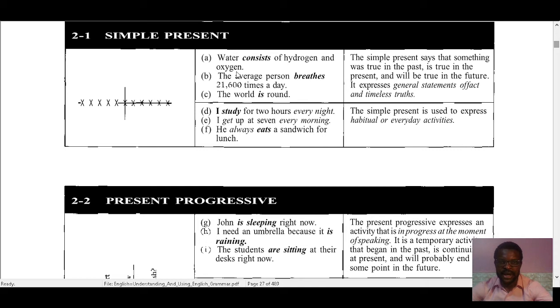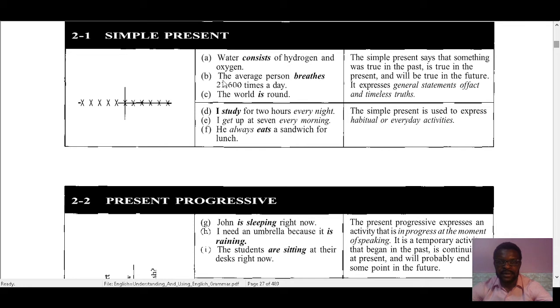Okay, let's look at A. It says water consists of hydrogen and oxygen. The chemical formula for water is hydrogen and what? Oxygen. Two atoms of hydrogen and one atom of oxygen.